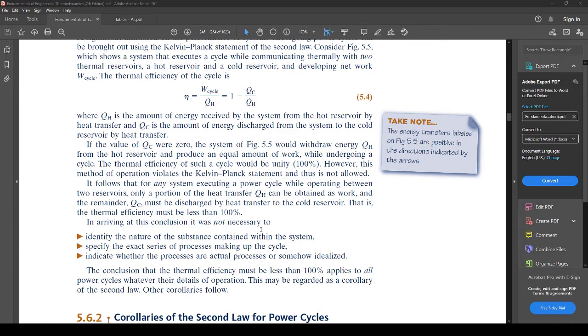The conclusion that the thermal efficiency must be less than 100% applies to all cycles, power and refrigeration, although refrigeration is not efficiency, but a beta value. It says it applies to all of them. This may be regarded as a corollary of the second law. Other corollaries follow.